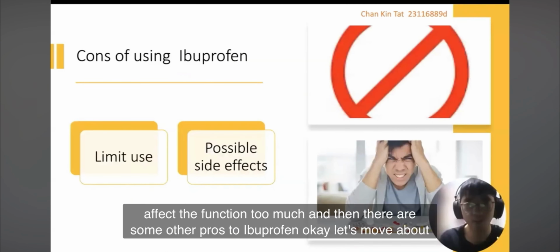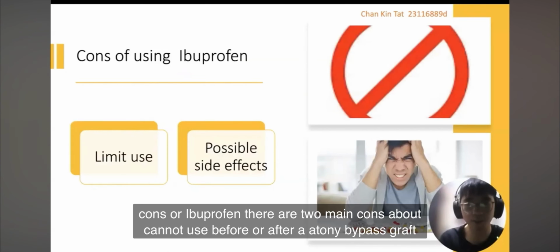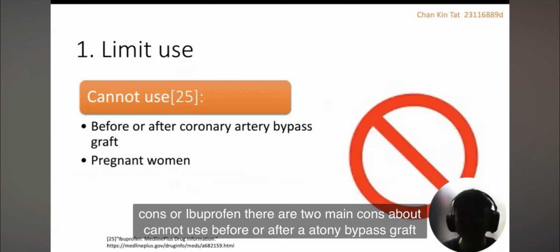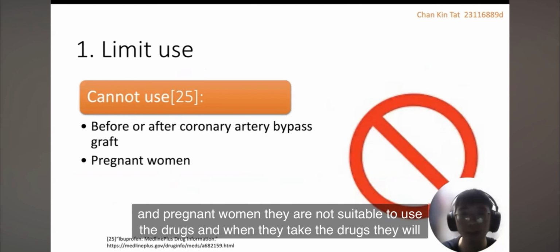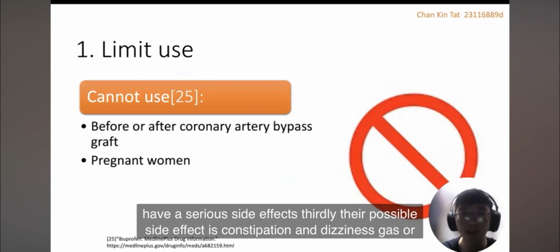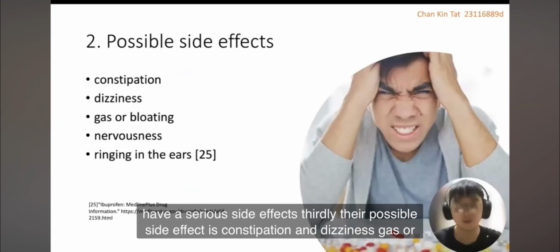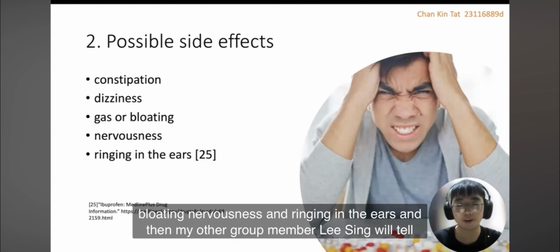Okay, let's move to the cons of ibuprofen. There are two main cons. It cannot be used before or after a coronary artery bypass graft, and pregnant women are not suitable to use the drug. And when they take the drug, they may have serious side effects. Thirdly, the common side effects are constipation, tiredness, gas or bloating, nervousness, and ringing in the ears.